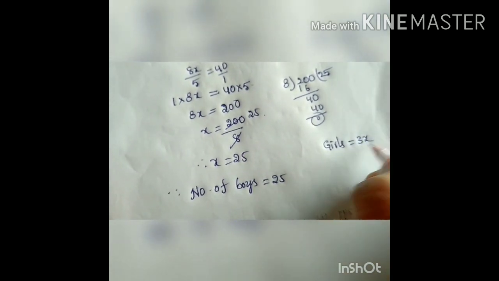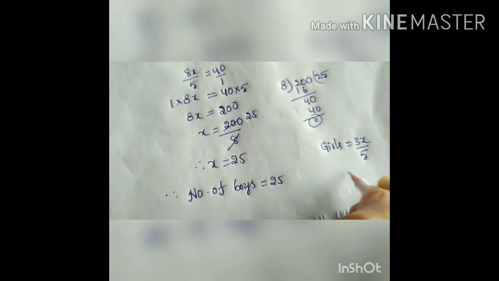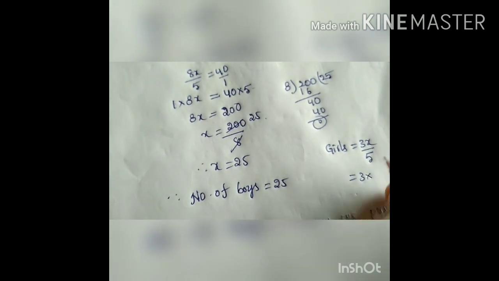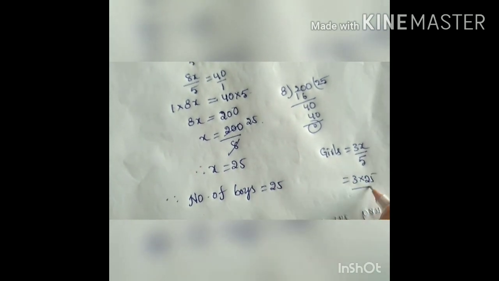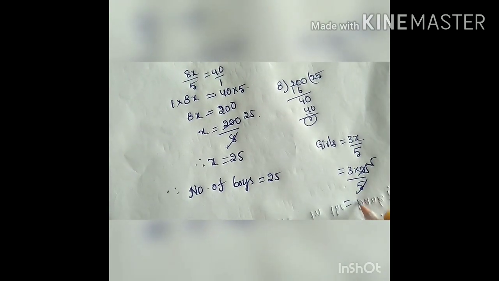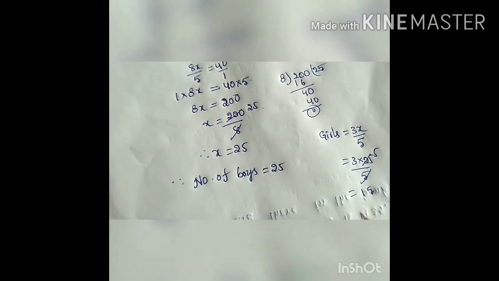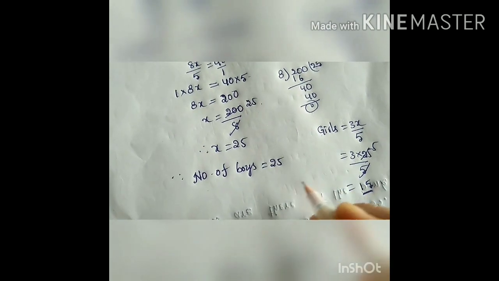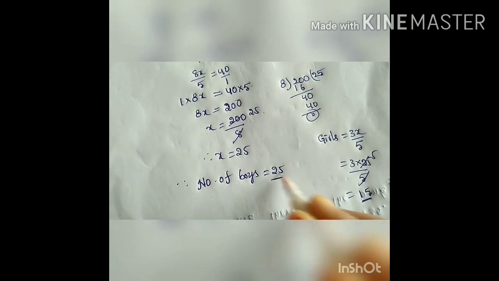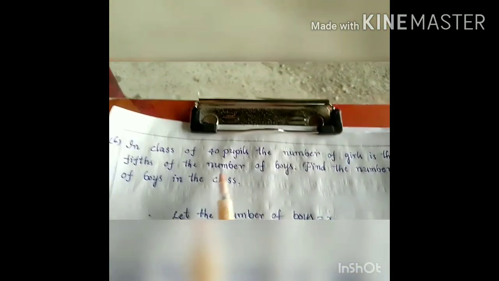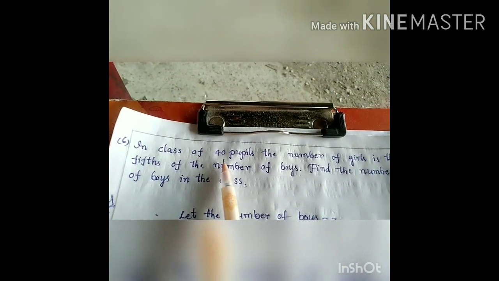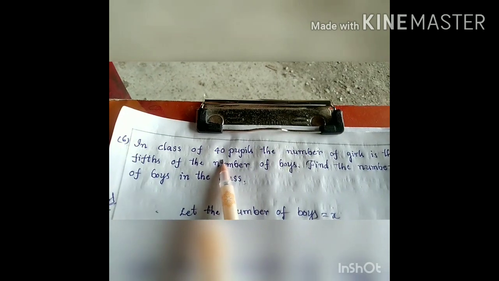Girls equal 3x by 5. So 3 into x, which is 25, by 5. 5 fives are 25, 3 fives are 15. So the number of girls is 15 and the number of boys is 25. 25 plus 15 is 40, so that is the total number of people in the classroom, 40. Okay children.